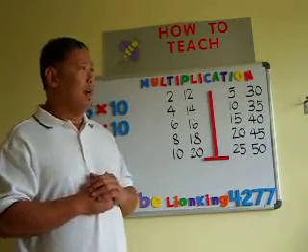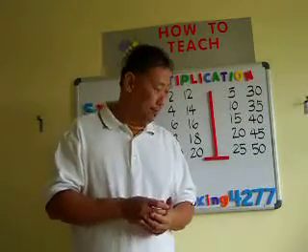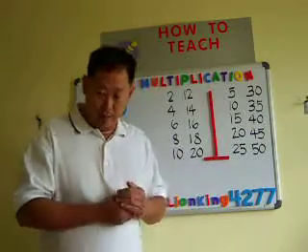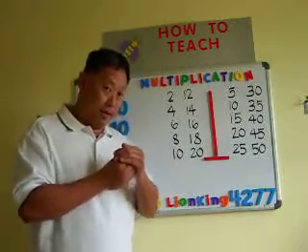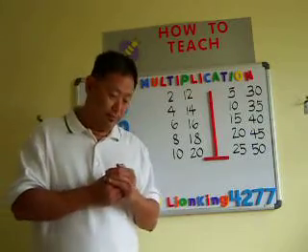If they can't memorize, for example, the 2s, this is how I do it. You grab a piece of paper and let them hold it in their hand and let them memorize. They will memorize it within 3 to 5 minutes. This is how they do it.